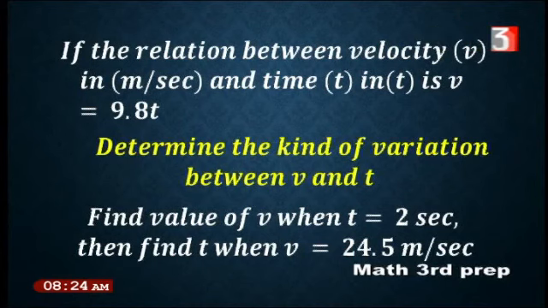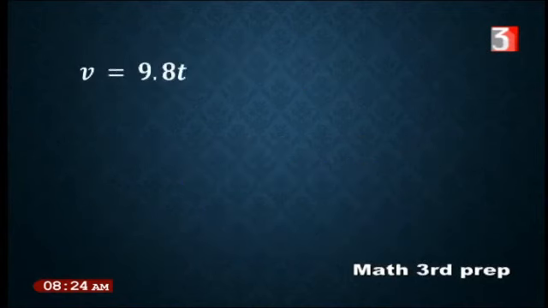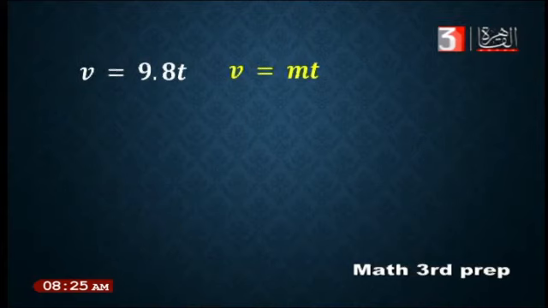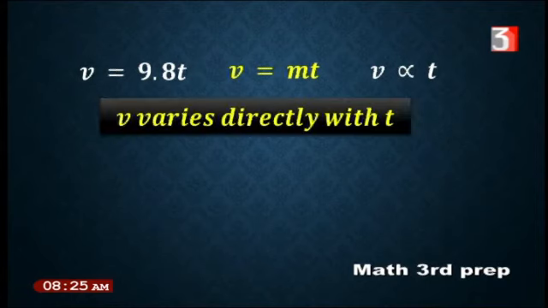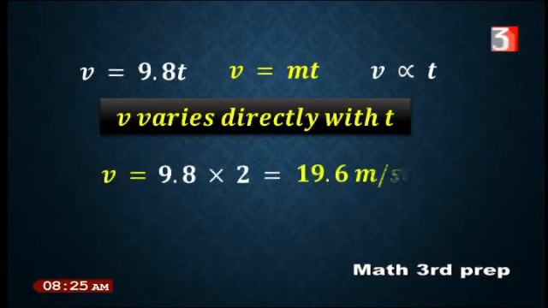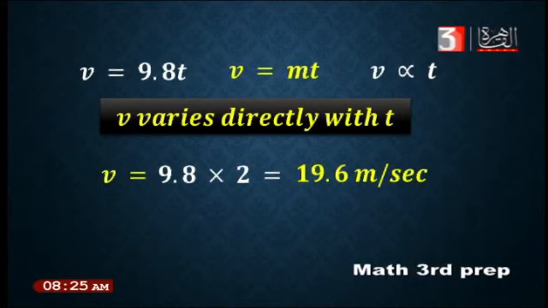At the very beginning, what about the relation between v and t? v equals 9.8 t. Then by substituting, you are going to notice that v equals mt, of course. So in this case, we can say that this variation is direct variation. Then v varies t. We can substitute, so v equals 9.8 times 2 equals 19.6 meters per second. And here we got the velocity when the time equals 2 seconds.